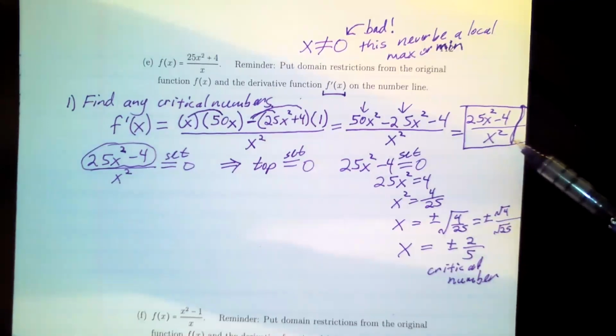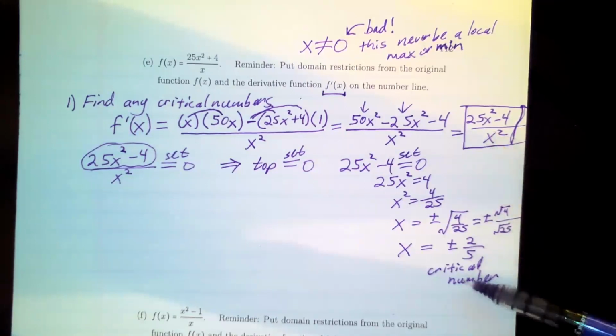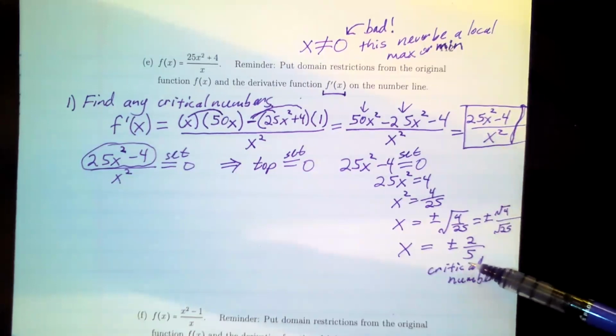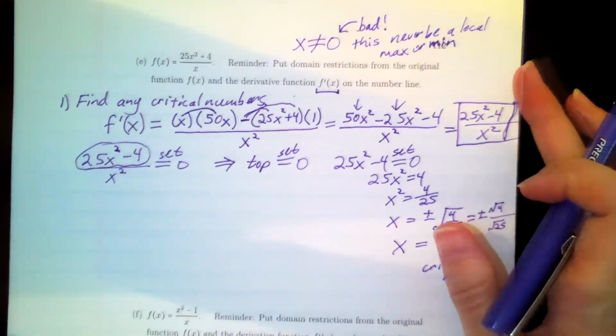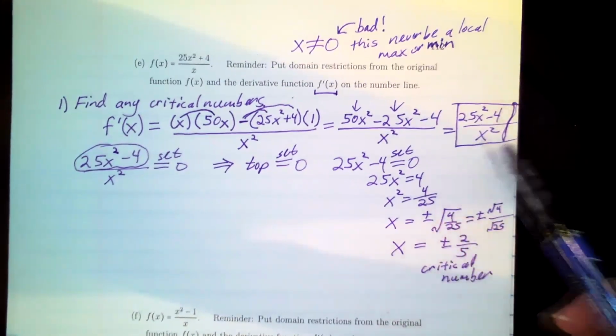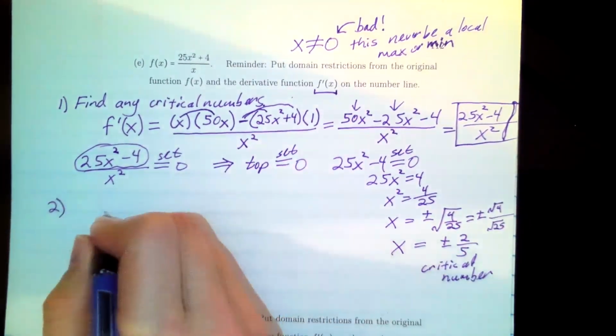But I do want to point out, if there was a new bad x value here, then that would be a critical number, and I'd have to put that on a number line, and that would be potentially a max or a min. It didn't happen this time, and it's very rare that it does happen, but it happens occasionally. We have to keep an eye out for that. So let's start our number line.